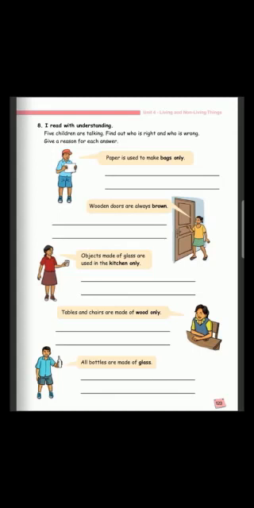Let us see what the girl says. The second girl. Wooden doors are always brown. Is it true? Are wooden doors always brown? No, it is not true. Who can tell me why? We have wooden doors that are black or white. How is it possible? Because they can be painted of different colors. So wooden doors are not always brown.